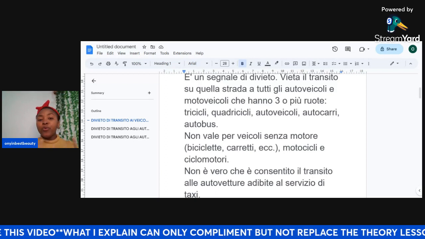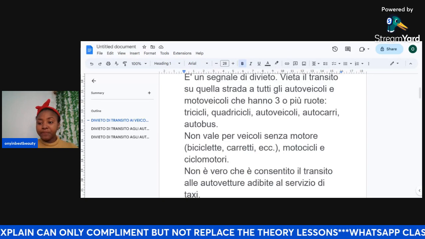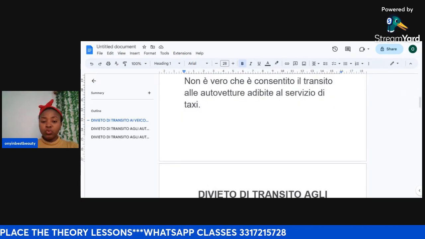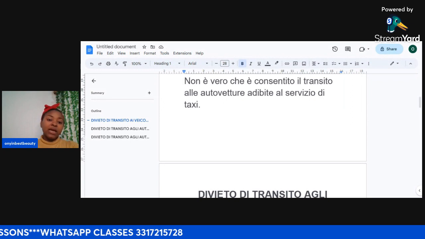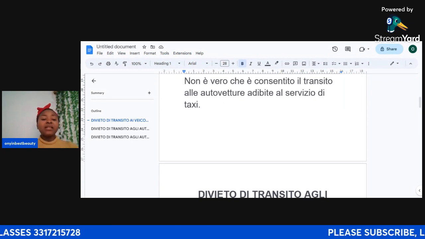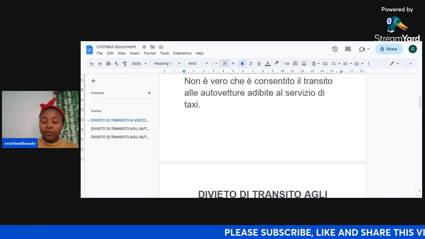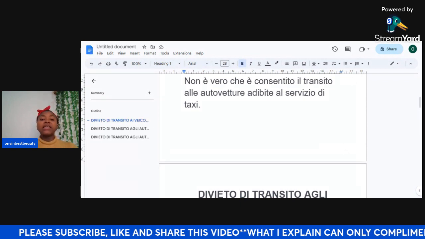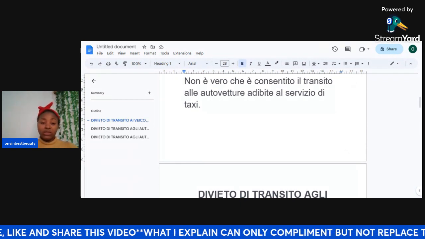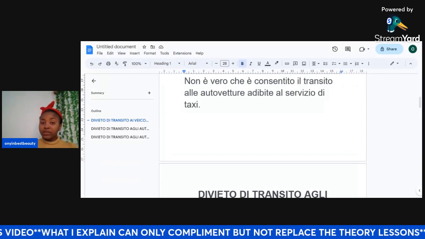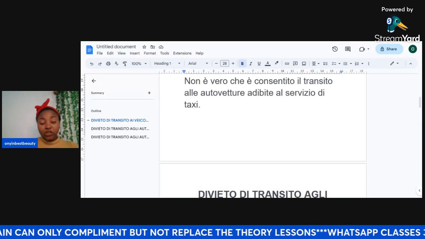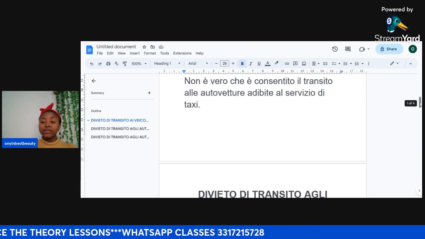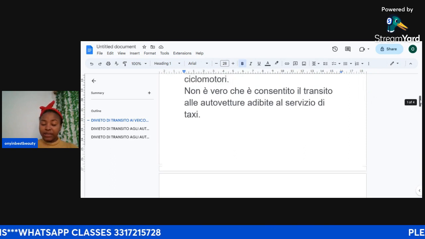Now we are referring to vehicles with 3 or more tires. They cannot enter where this sign is placed. Non è vero che è consentito il transito alle autovetture adibite a servizio di taxi. It is not true that it allows the transit of taxi autovetture, which is our normal car used as a taxi. Remember that vehicles from 3 tires onwards cannot enter, so it is not true that it allows them to enter. So long as the tires don't pass from 3 upwards, you cannot enter where you see this sign.